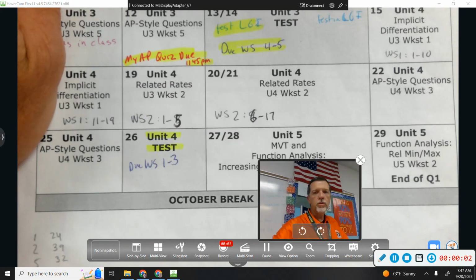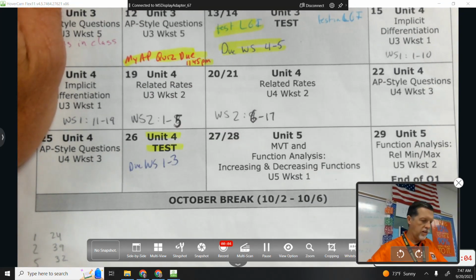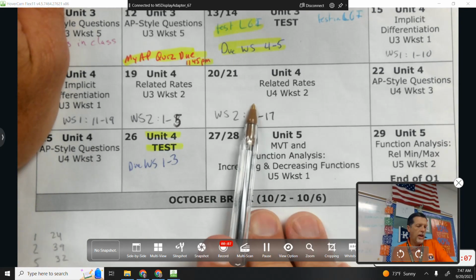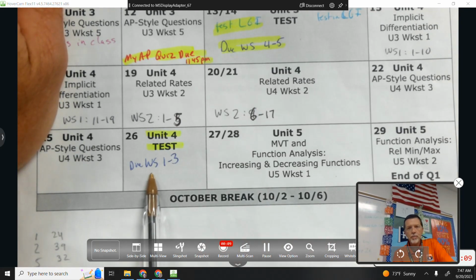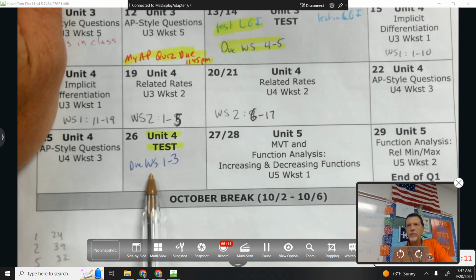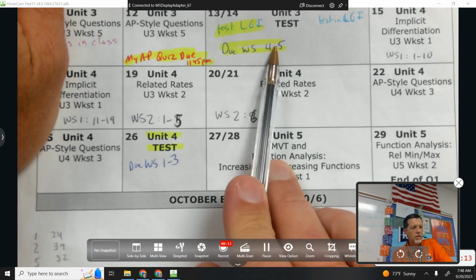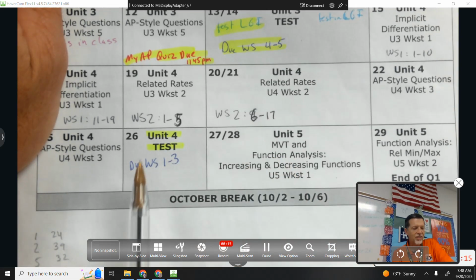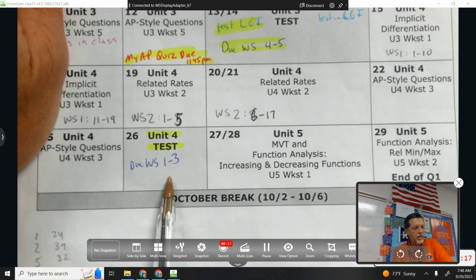So, notes part 2 of related rates. Our test is next Tuesday. I looked yesterday and made sure it's significantly shorter than a block day test, because it's a shorter time, so it'll be okay time-wise.